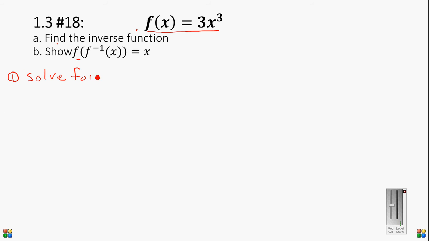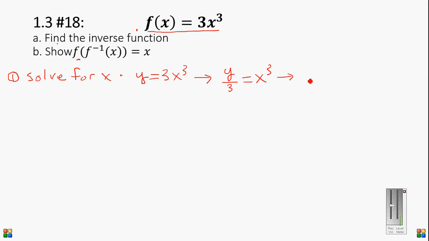So to solve for x, we take f of x. Really what we have right now is y equals 3x cubed. The first thing I'm going to do is divide by 3. So I get y divided by 3 equals x cubed. And then I'll take that a step further, which is to take the cube root of both sides.